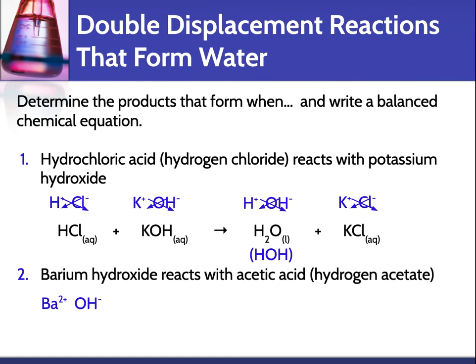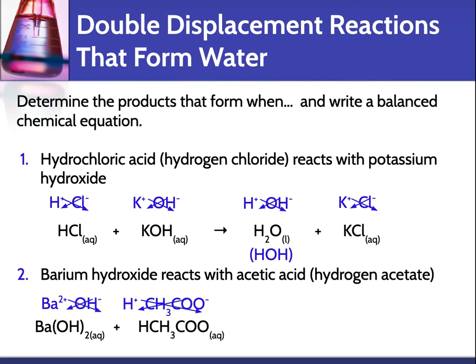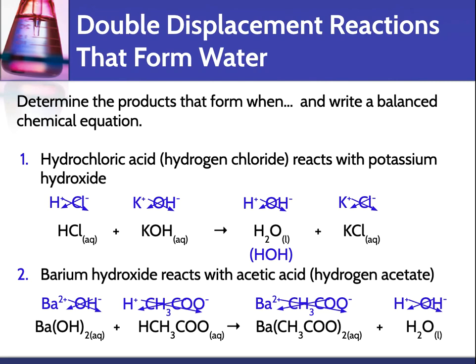Another example, barium hydroxide reacts with acetic acid, which is also hydrogen acetate. So here's barium hydroxide. Crossover, we get Ba(OH)2, aqueous. Hydrogen acetate, crossover, HCH3COO, also aqueous. So the hydrogen and the barium are going to switch spots. Barium combines with the acetate ion to make barium acetate, which you confirm with your solubility table is aqueous. And then the H and the OH combine to make water, H2O, liquid.